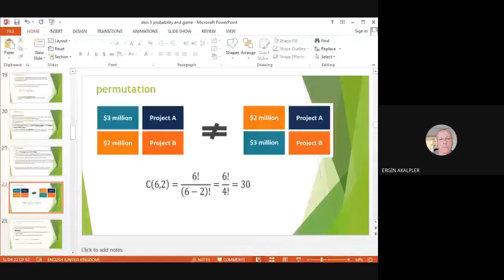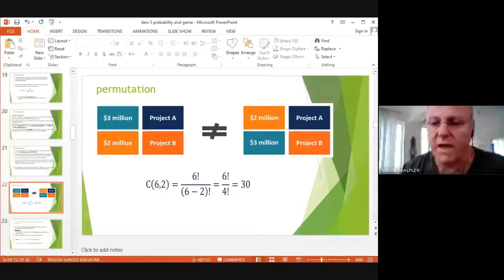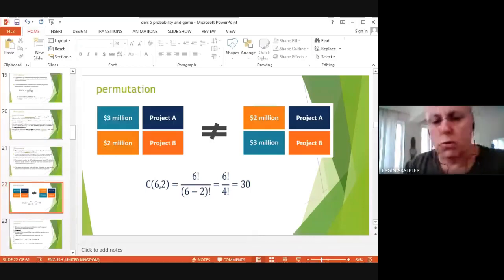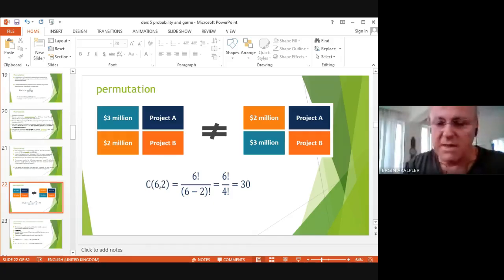Which is given here, project A is supposed to be 3 million and project B is supposed to be 2 million. We have two options, and similarly, project A is supposed to be 2 million and project B will be 3 million, as given in this option. The permutation is 6 permutation 2, which is 6 factorial divided by (6 minus 2) factorial, so 6 factorial divided by 4 factorial is equal to 30. This gives you the best possible option in a given scenario.